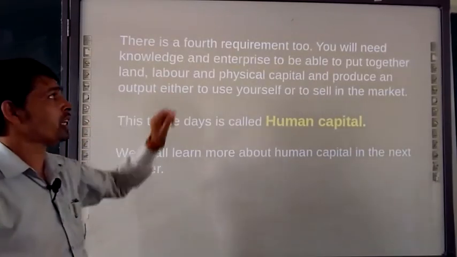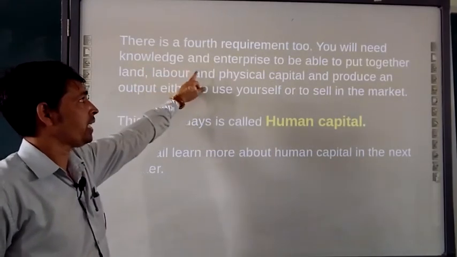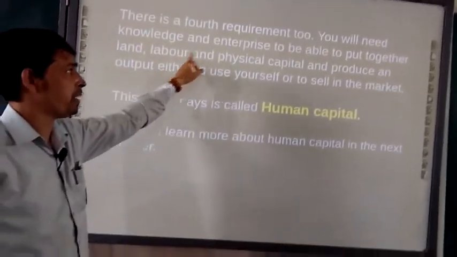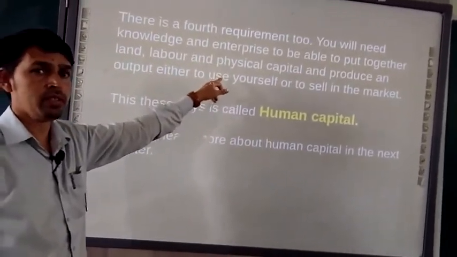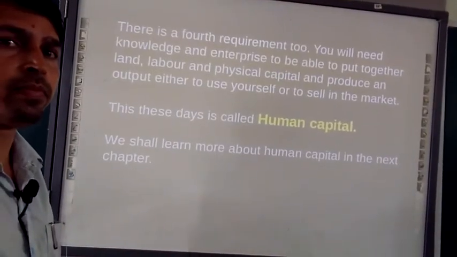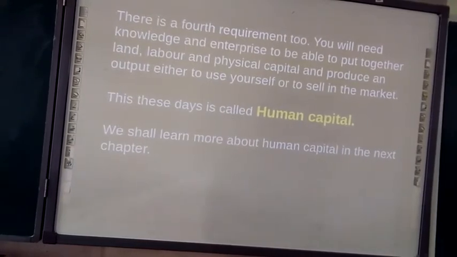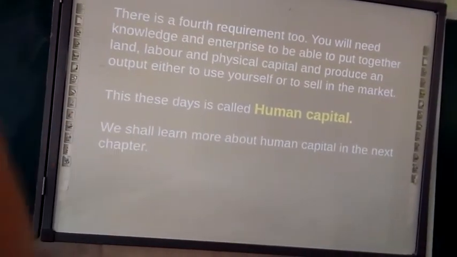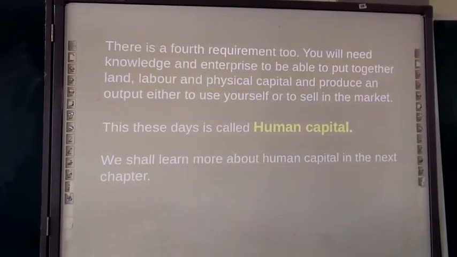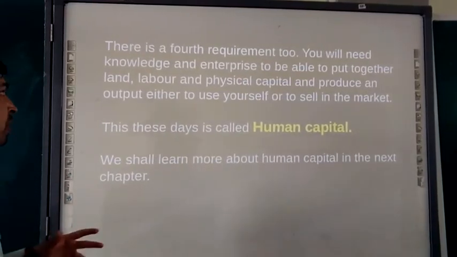So there is a fourth requirement too. You will need knowledge and enterprise to be able to put together land, labor, and physical capital. The fourth one is human capital. In this way, it is called human capital.